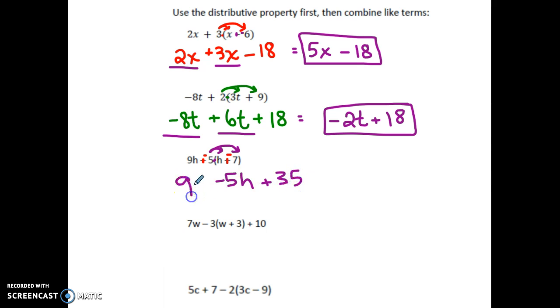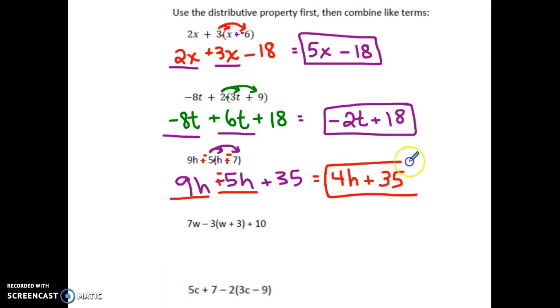So a lot of kids don't see the negatives, or they don't do the keep, change, and that's something I need you to look for. Again, we could do our keep, change down here if it helps you. So 9h's plus -5h's is 4h's, and of course we have our 35.